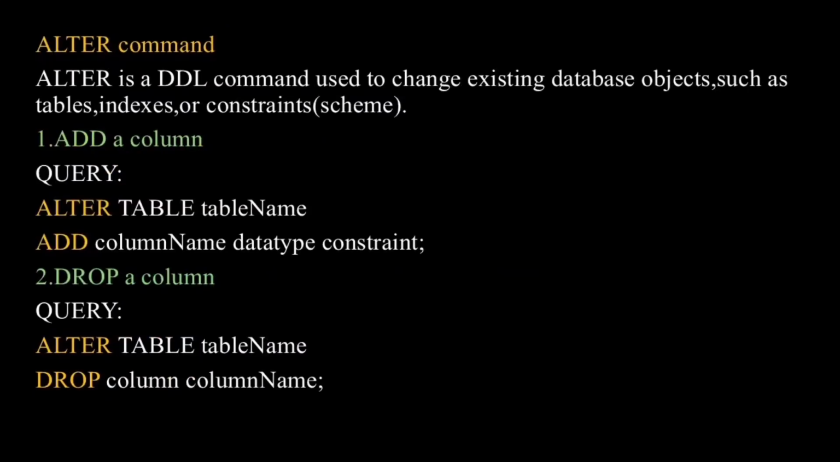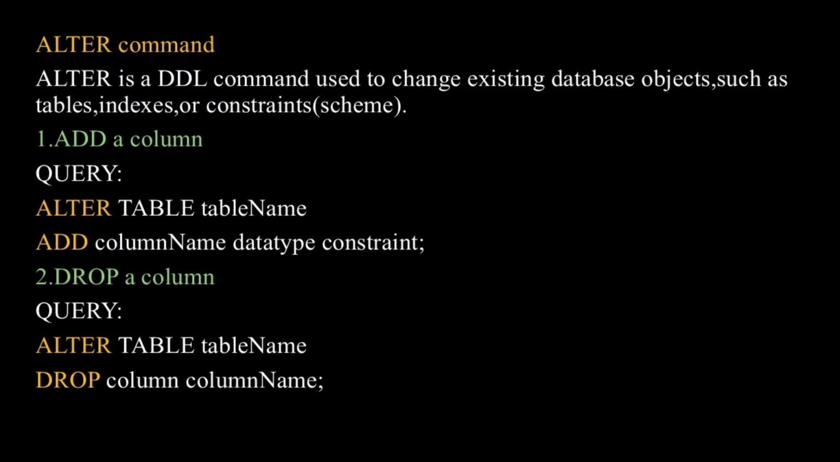Let's discuss the alter command. Alter is a DDL command that is used to change existing database objects such as tables, indexes or constraints, basically doing some modification to the schema. So whenever we want to make any kind of changes to our database object, we use the alter command. For example, consider an employee database. Currently, this table has 3 columns.